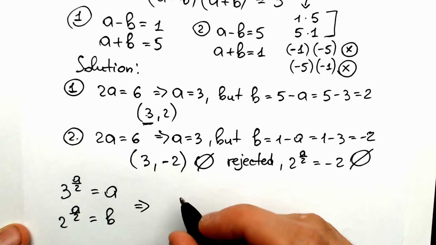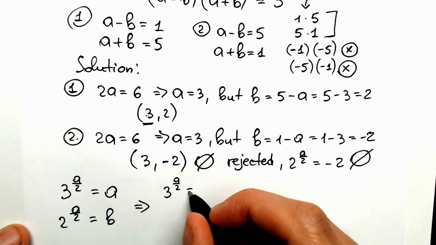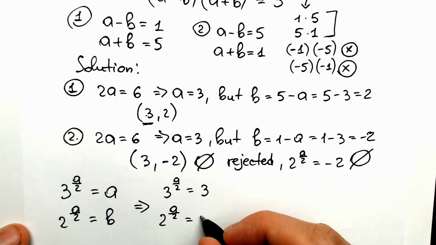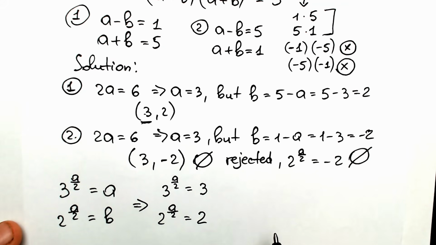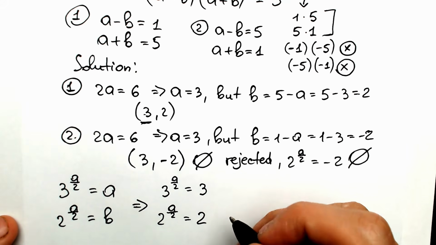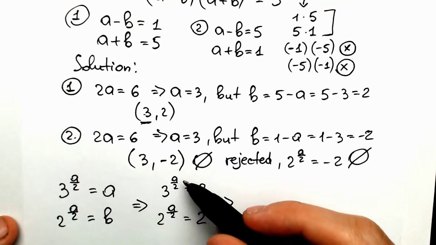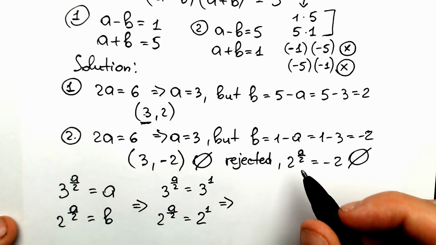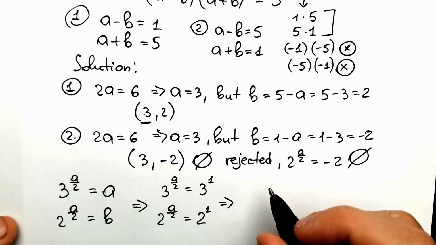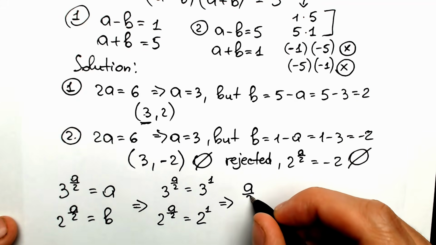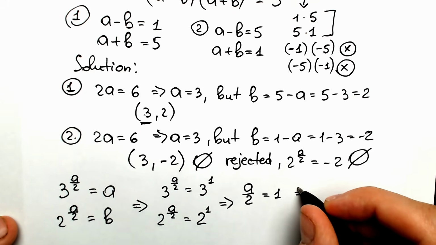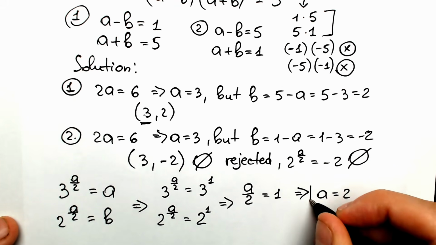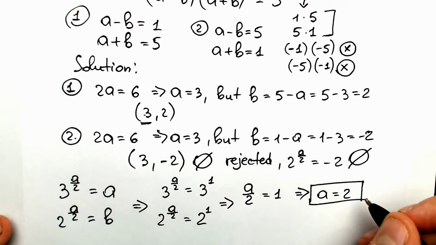So that's why we have two equations. 3 to the power a over 2 equal to 3, and 2 to the power a over 2 equal to 2. So we have two equations, and it's really easy to solve this part right now, because 3 to the power a over 2 equal to 3 to the power first, and the same for 2, we have the same bases. So basically we can write equations, and the equations are absolutely the same, because we have a over 2 is equal to 1. So from here a is equal to 2. This is our root to this question.